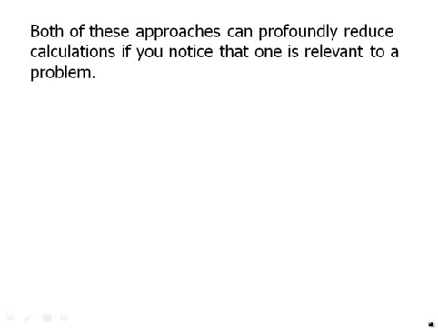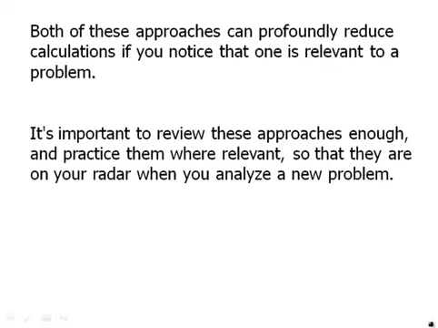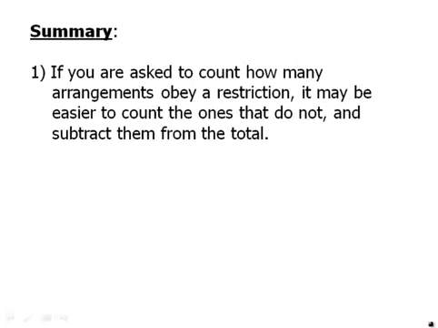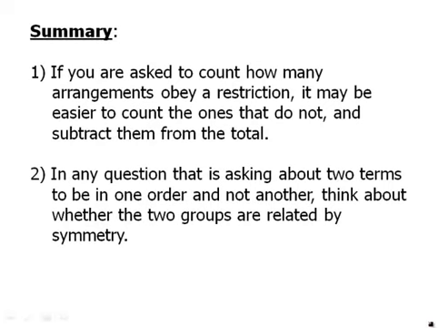Both of these approaches can profoundly reduce calculations if you notice that one is relevant to a problem. It's important to review these approaches enough and practice them when they are relevant so that they are on your radar when you analyze a new problem. In summary, if you are asked to count how many arrangements obey a restriction, it may be easier to count the ones that do not and subtract them from the total. And in any question that's asking about two terms to be in a particular order, one order and not another order, think about whether the two groups are related by symmetry.